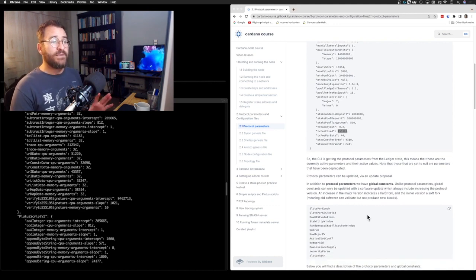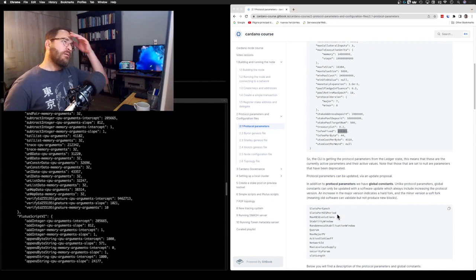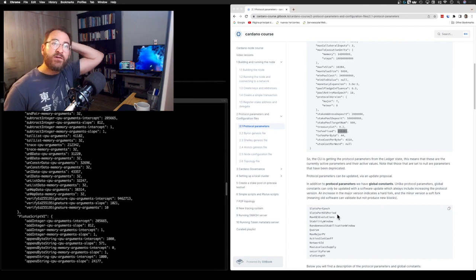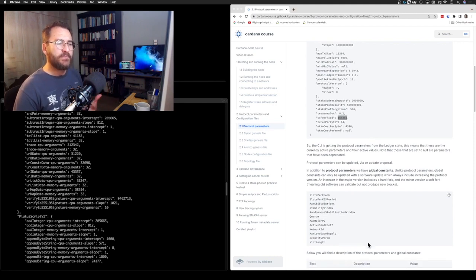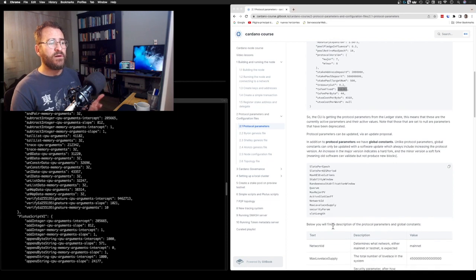However, for updating the global constants, that's another story. It can be done for some of them, but it actually requires an update in the software, and it will require either a soft fork or a hard fork to update any of these parameters, some of which are not really updatable, but in principle, this is how it works. It is way harder to update because it requires an update in the software.